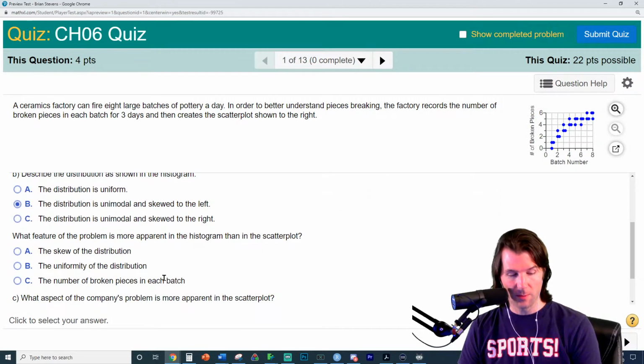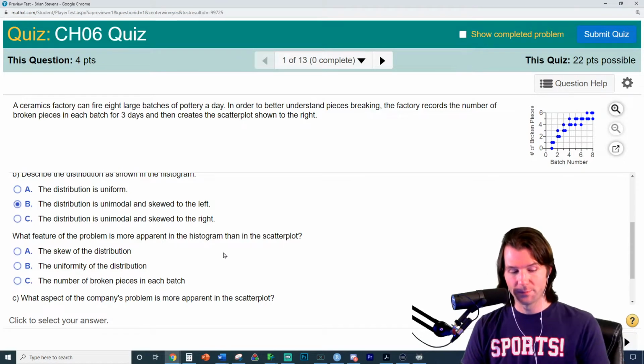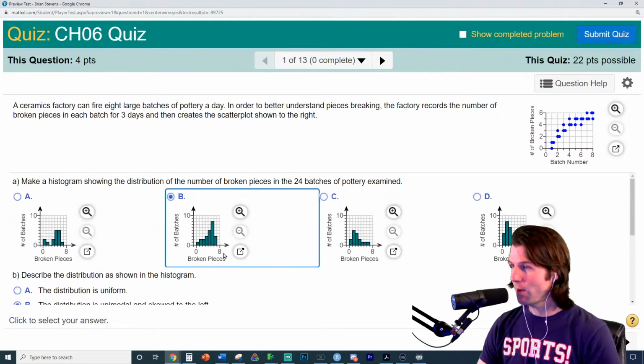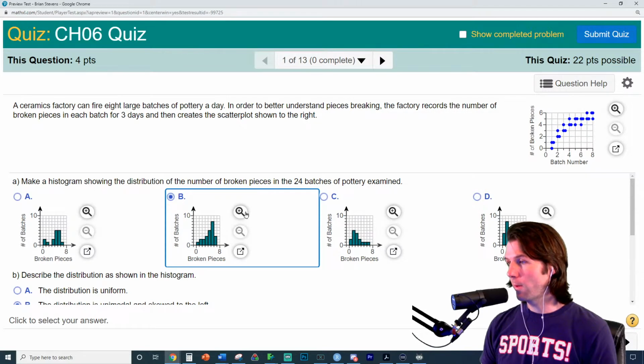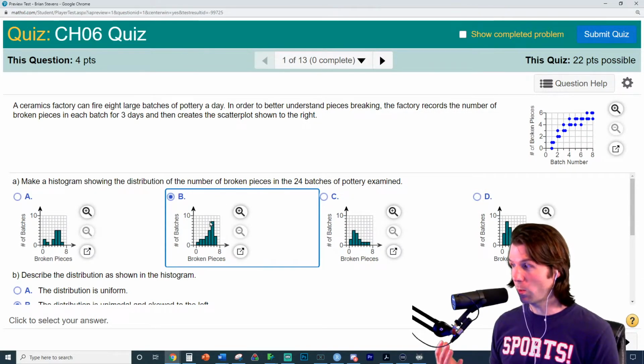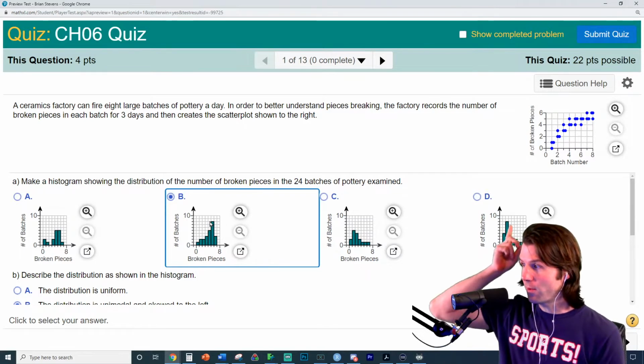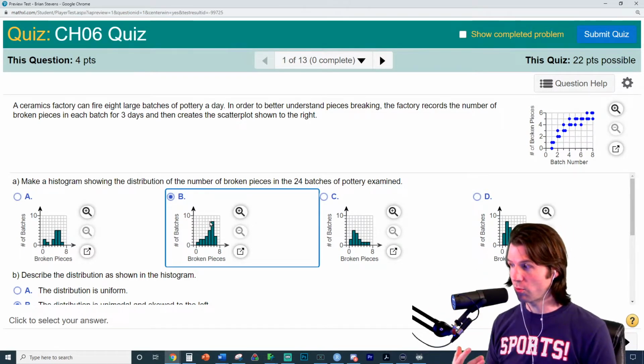And what feature is prominent? What feature of the problem is more apparent in the histogram? The histogram shows the shape. I want to repeat this right here. This shows shape, center, spread, which is what we would analyze with univariate quantitative data. With the bivariate, we are going to analyze strength, direction, form, and unusual features.